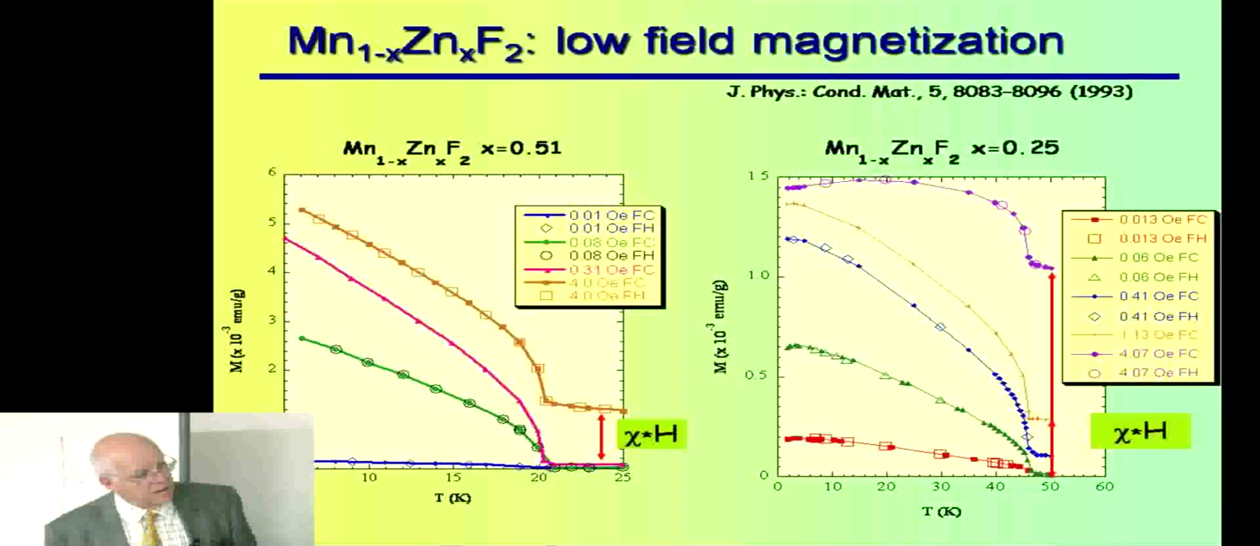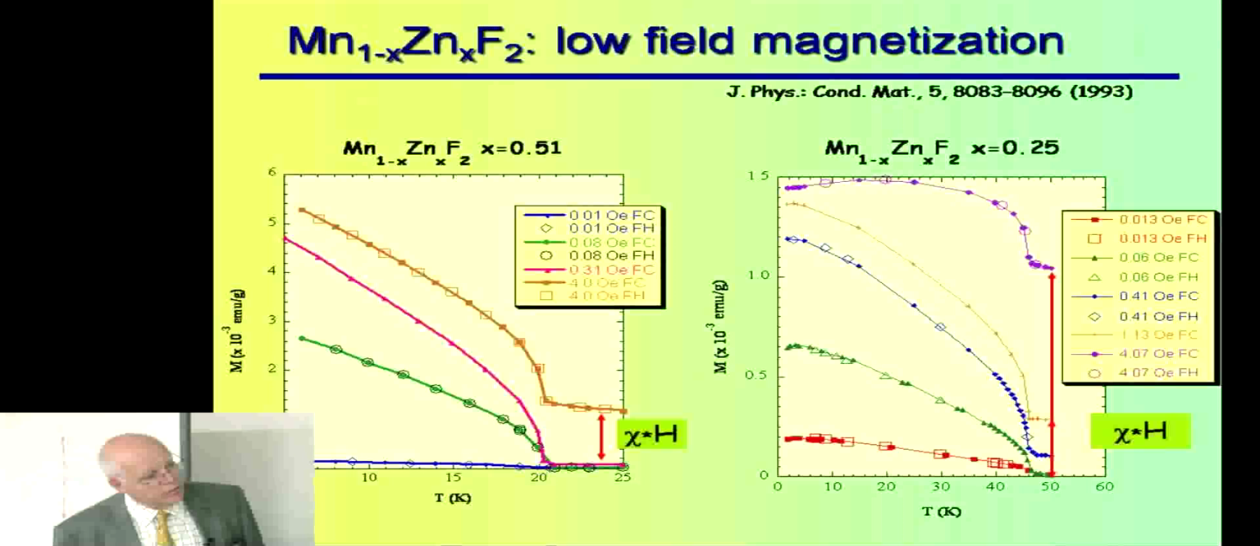But then, suddenly, at the ordering temperature, we start having an increase, like in a ferromagnet. This is one dilution. This is another one. Now, to understand this, these are different applied magnetic fields: 0.01 Oersted, this is very low. We had to screen the Earth's magnetic field to apply this field. Here is 0.3, and this is 4 Oersted. This corresponds to the 4 Oersted curve.